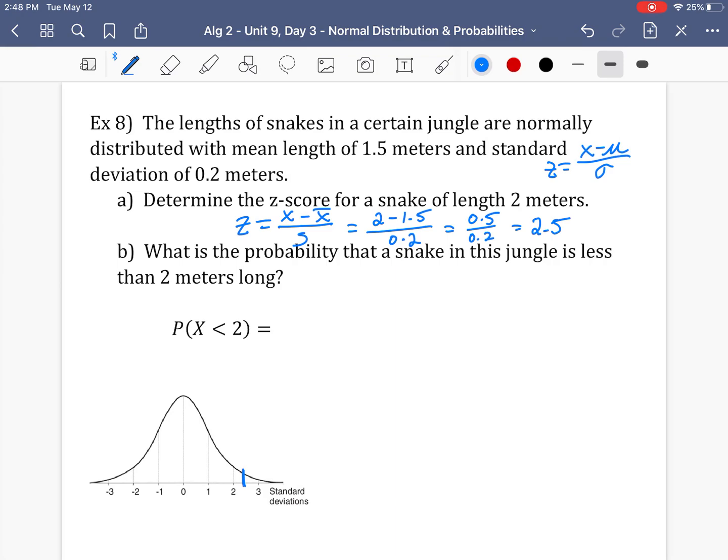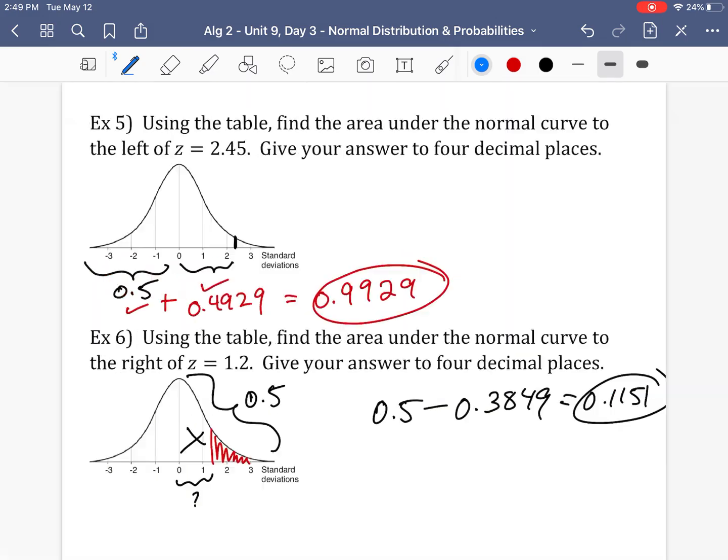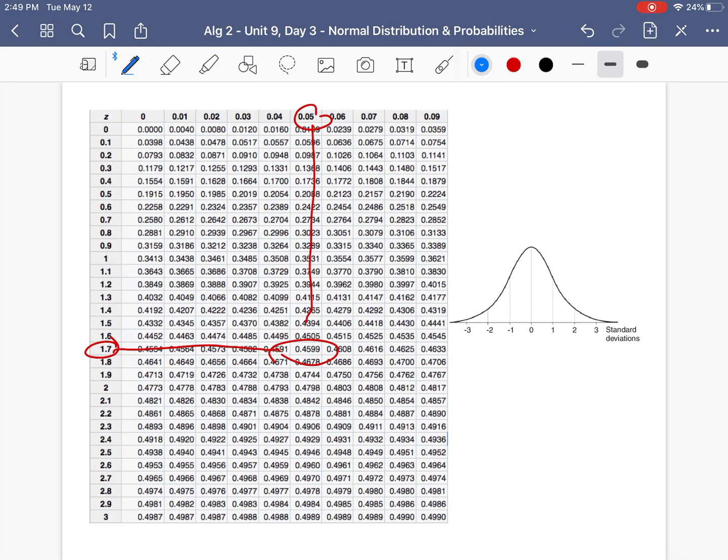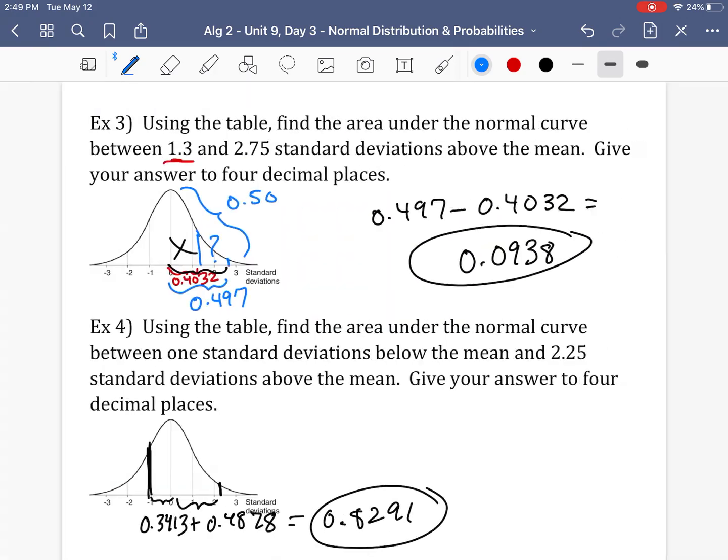And question B says, what's the probability that a snake in this jungle is less than 2 meters long? So basically the probability is the stuff that we were calculating before and we just didn't know it. So less than 2 means I want everything to the left of my z-score. And I'm going to look up some things on the chart. I already know that this part is 0.5. So all I have to do is look up this part on my chart and add those together. So my z-score is 2.5, so let's look that up. So 2.5, there it is, 0.4938.